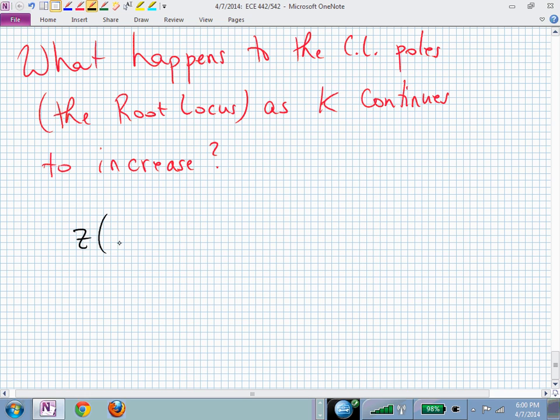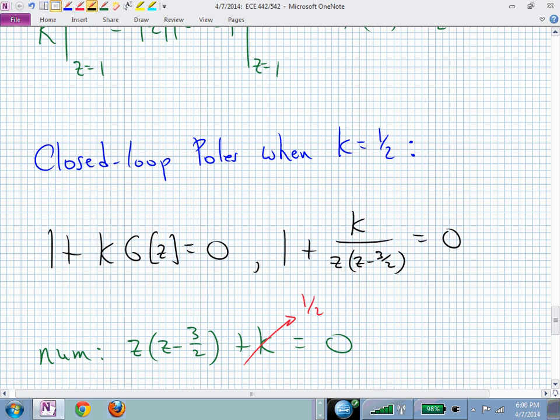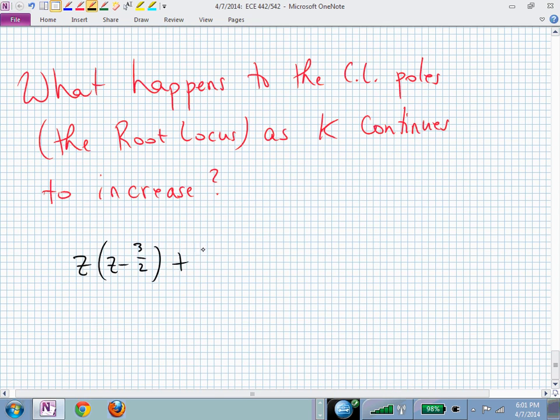What's the equation that you know is true that governs the closed loop poles of this particular system? They were given by this, which is the numerator of this, which we then rewrote in this form. And then we simply looked at a value of k equal to 1/2. This is now the polynomial that we're after.